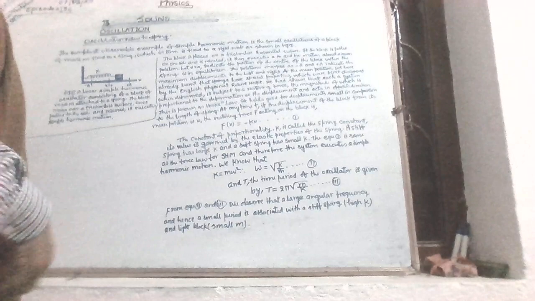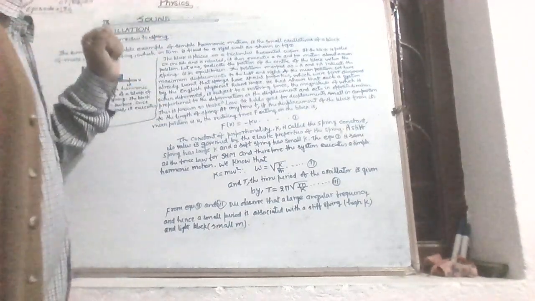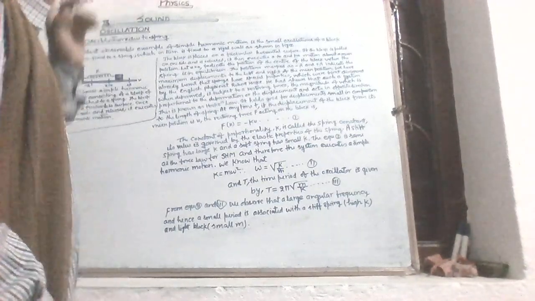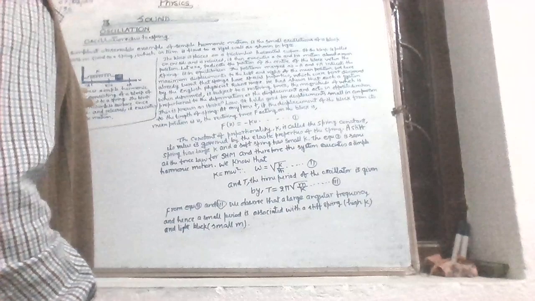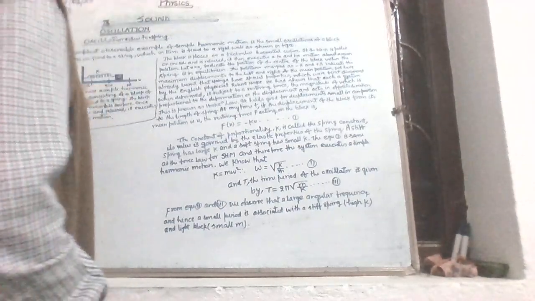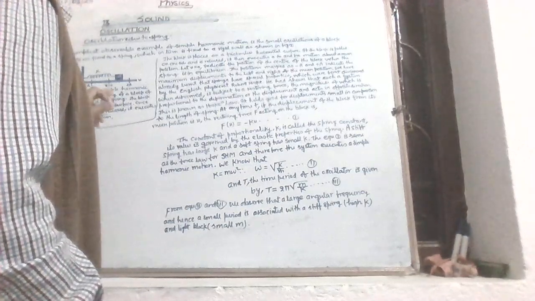Today we shall deal with oscillation due to a spring. The simplest observable example of simple harmonic motion is the smallest oscillations of a block of mass m fixed to a spring, which in turn is fixed to a rigid bar, as shown in figure 1. In figure 1, a linear simple harmonic oscillator consists of a block of mass m attached to a spring.